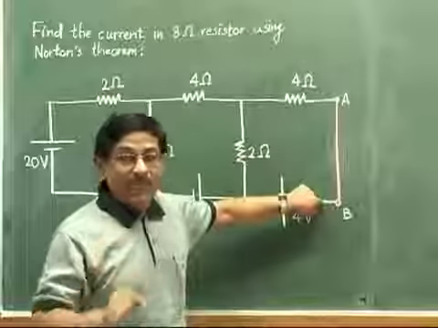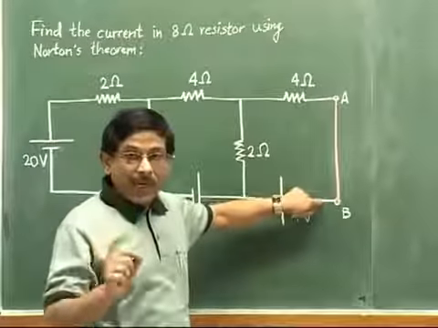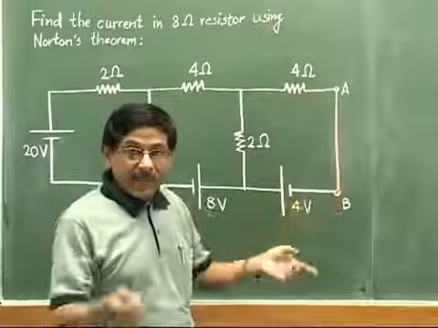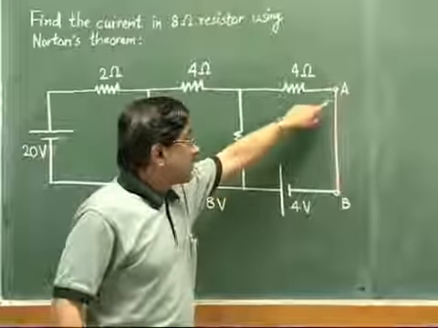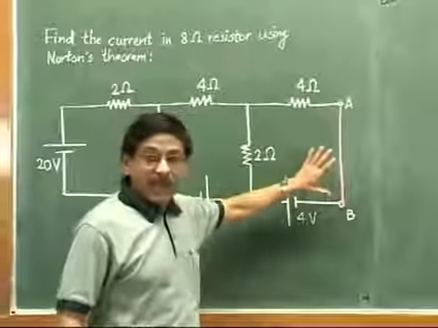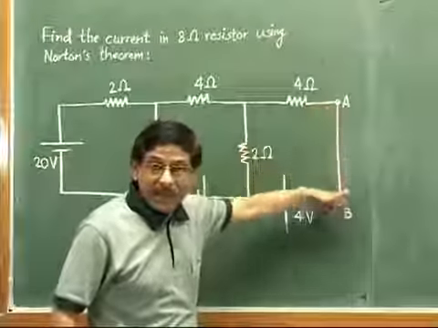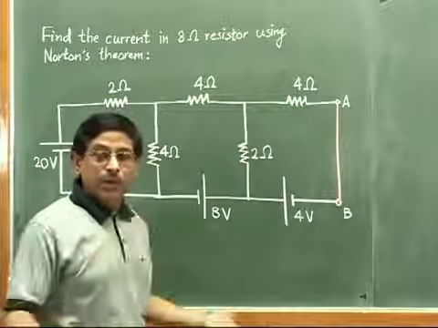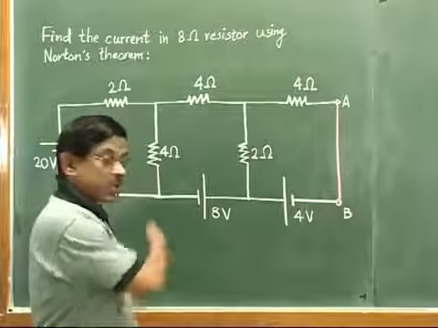Why we are doing that? Because we have defined that the equivalent current source IN is nothing but the current flowing through this shorted link. So we are interested in finding out the current in this shorted link. So we will just go by our regular procedure of using Kirchhoff's voltage and current laws. Okay, so let us start.